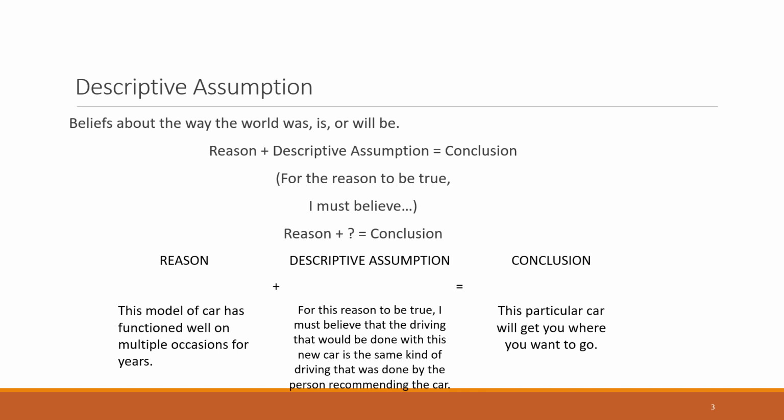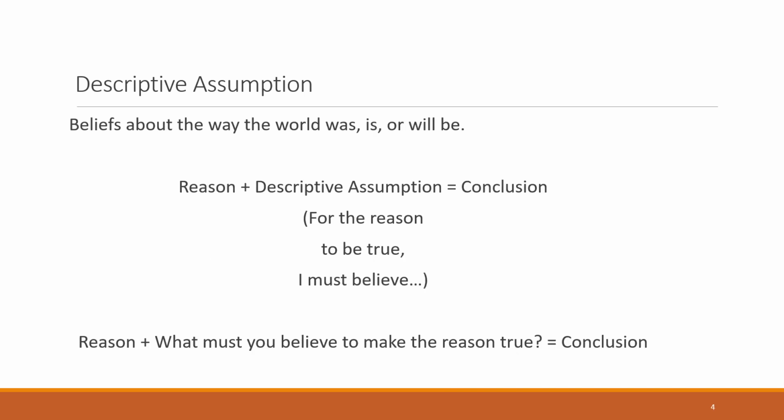We're going to be doing a lot of examples in here, so you will begin to understand how to find descriptive assumptions. Once again, remember that when we're looking for the descriptive assumption, we're looking for the reason plus what you must believe to make the reason true. That's the magic question to help you find the descriptive assumption. Therefore, the reason and the conclusion is strengthened and makes this argument valid. So the mystery question is, what must you believe to make the reason true?